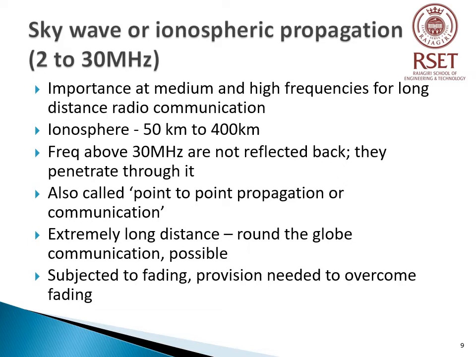Ionosphere acts like a reflecting surface and is able to reflect back electromagnetic waves of frequencies between 2 MHz to 30 MHz. Electromagnetic waves of frequency above 30 MHz are not reflected back from the ionosphere, rather they penetrate it. This mode of propagation is also called shortwave propagation or ionospheric propagation, also called point-to-point communication or propagation, since long distance point-to-point communication is possible using ionospheric propagation. Extremely long distance, that is round the globe communication, is also possible with multiple reflections of sky wave.